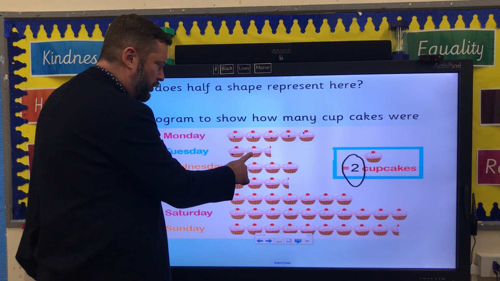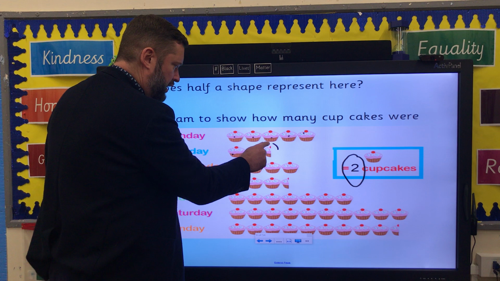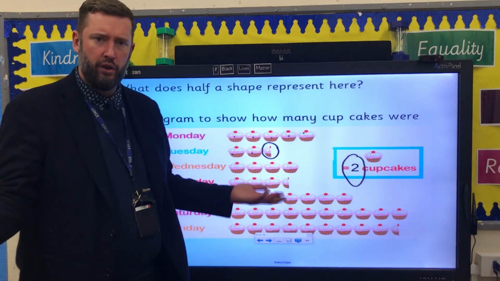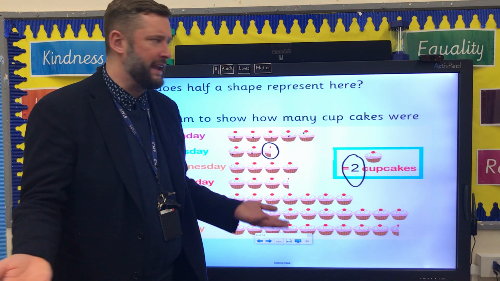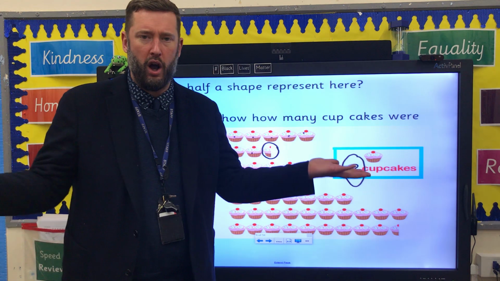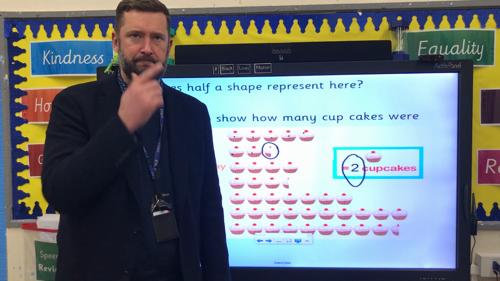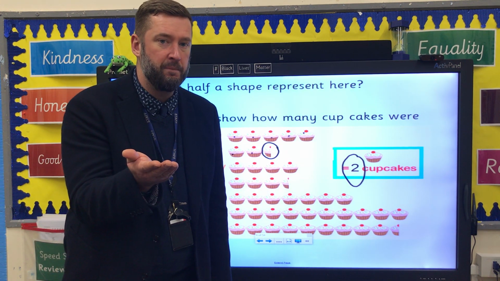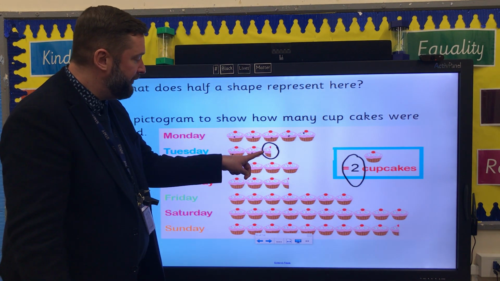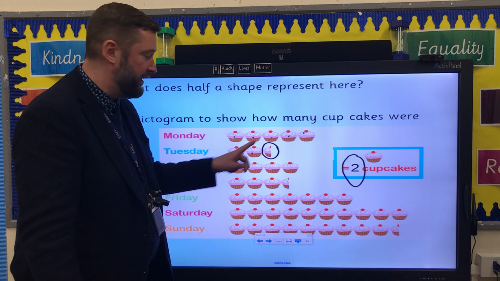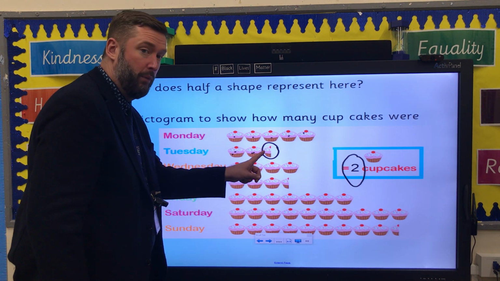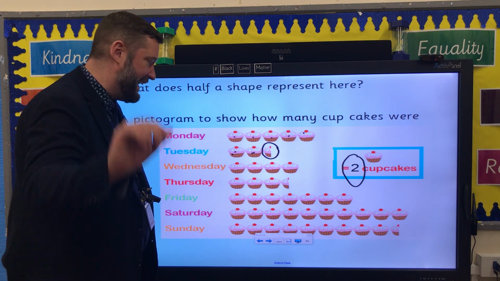What about Tuesday? 2, 4, oh dear. I've got half a shape. What must half a shape be? If one shape is 2, can you work out what half a shape must be? Have you guessed? Yes, it's worth 1. So half a shape is worth 1. Let's count in 2s. 2, 4, and 1 more makes 5.